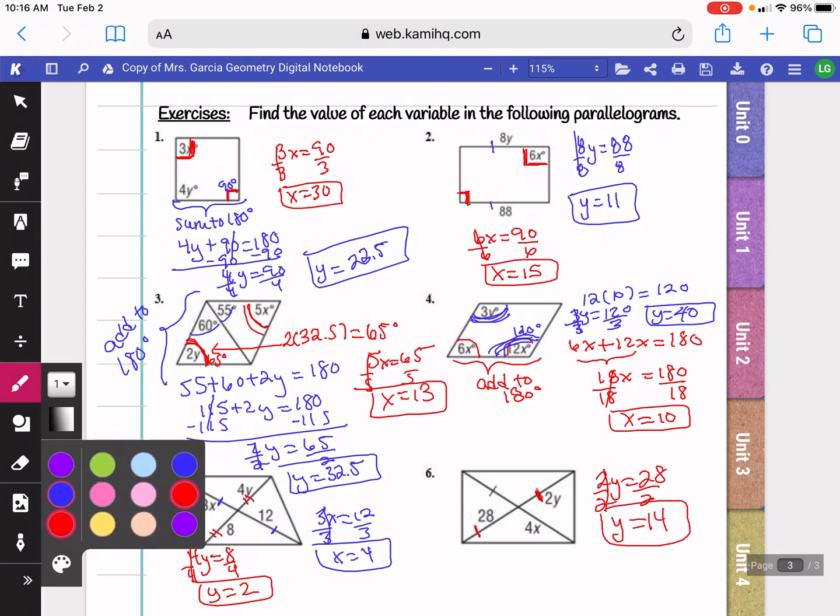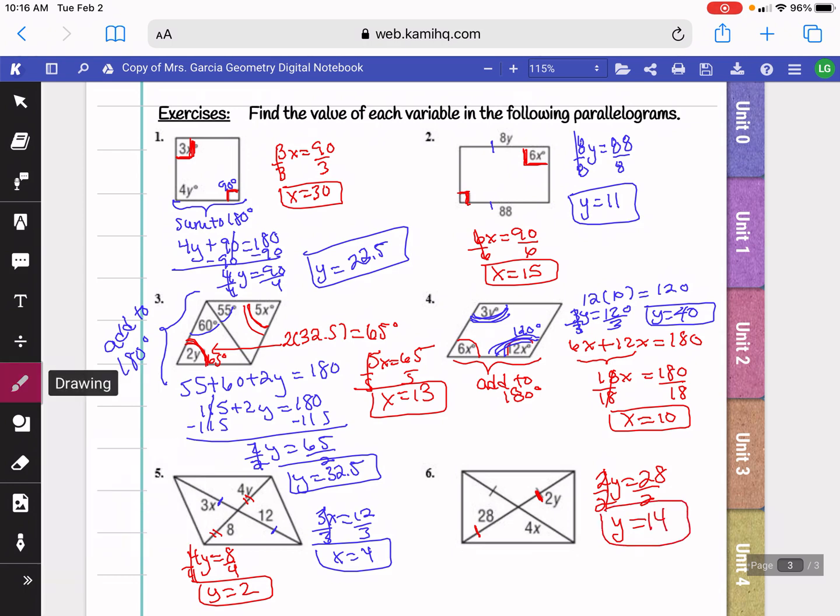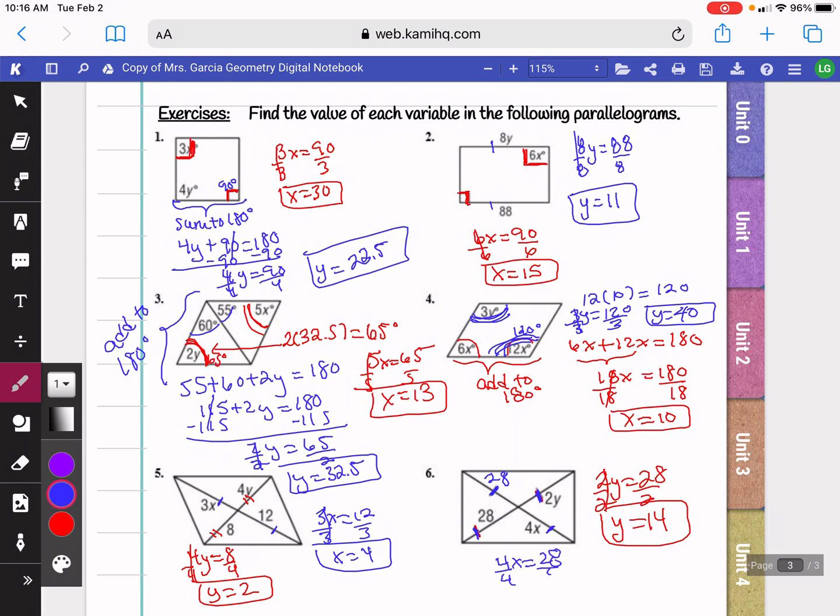And I also know that 4x is going to equal this side. But if you notice, they marked this with this congruent symbol. So actually, this would also equal 28. All four of these diagonal pieces are going to be congruent. So we can also say that 4x equals 28. So if we divide by 4, for x our answer is 7.